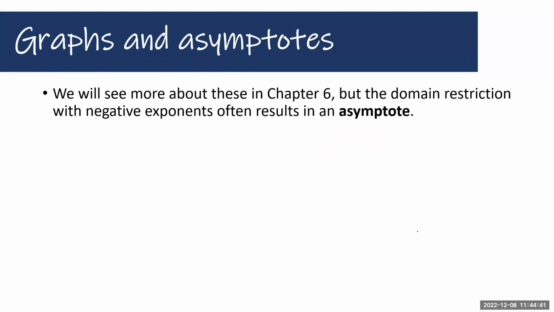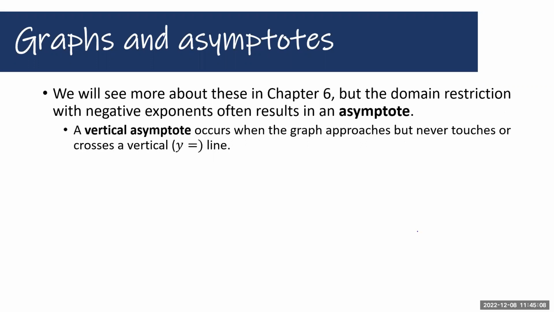Now, when we're working with negative powers, we're going to see more of these in chapter 6 when we talk about rational functions. But our domain restriction with that 0 can cause some really fun and interesting things to happen with our graph. What often counts is an asymptote. So we can have vertical asymptotes and horizontal asymptotes. We can actually also have slant asymptotes that we'll talk about in chapter 6, but not today.